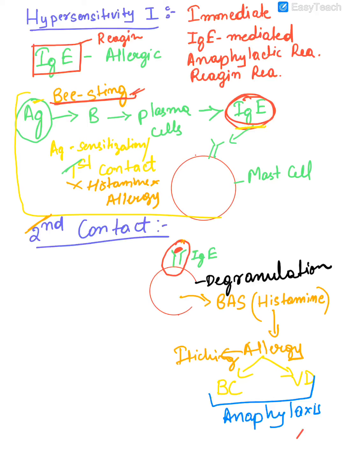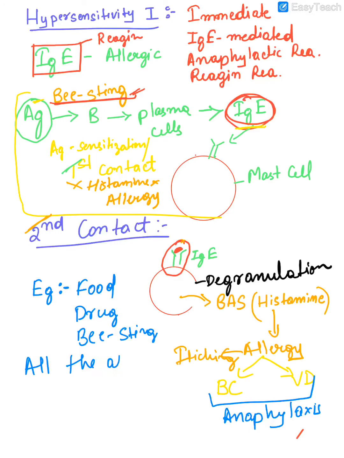Now, hypersensitivity type 1 is mainly because of allergy, which can be due to food allergy or drug allergy or bee sting. All the allergens, it can be anything, but all the allergens.